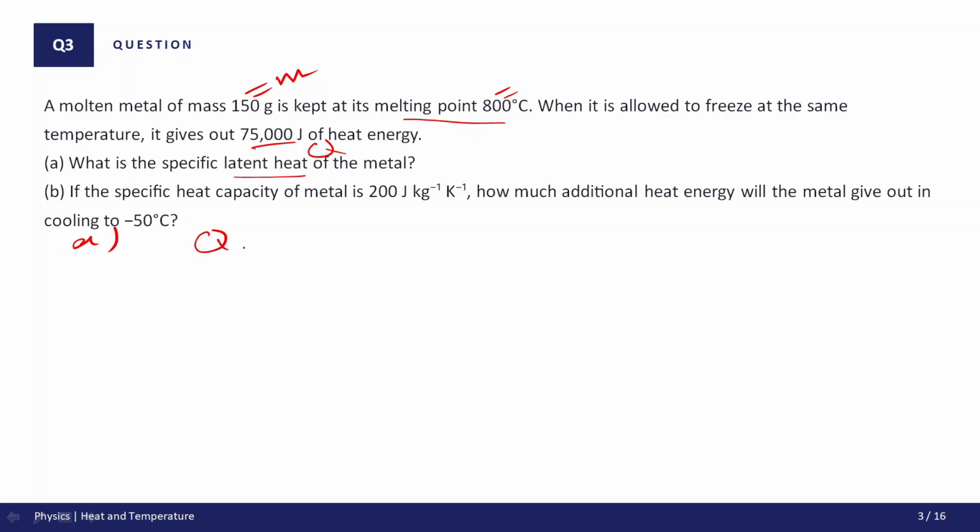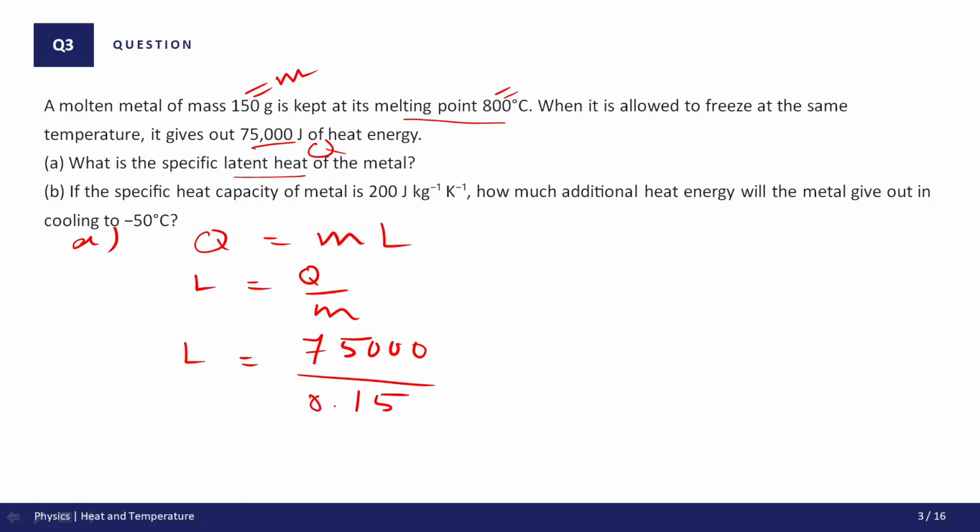Q equal to mL. Then L equal to Q by M. L equal to 75,000. Mass given 150 grams. Then how many kgs? Divide by 1000, then you will get 0.15 kgs. Let's divide it: 75,000 divided by 0.15 is equal to 5 lakhs.